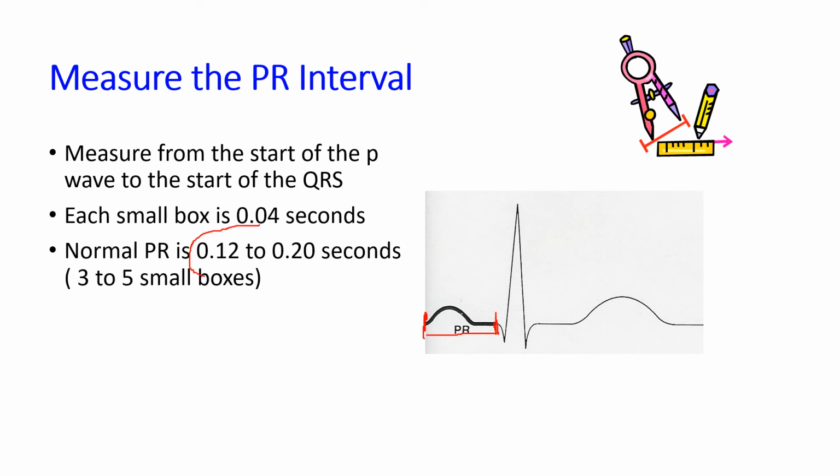This is something that you should memorize because, as we go forward in this class, you should remember what a normal PR interval is. And again, you should also remember that every baby box is 0.04. So normal PR interval, 0.12 to 0.20 or 3 to 5 boxes.